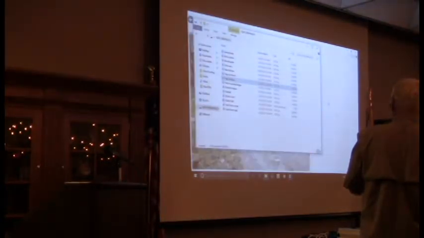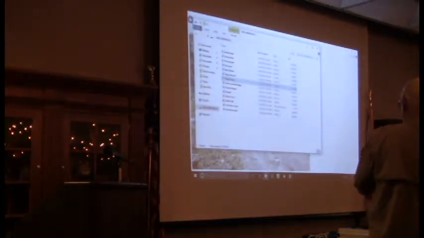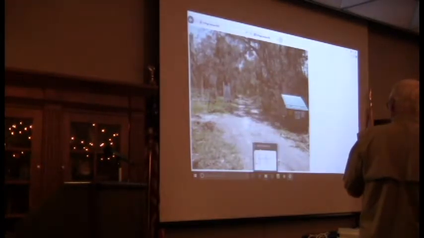Okay, that's the entryway. That sign there says Page Jackson Cemetery. And you go back in there, and it's really nasty. Okay, how about the next one?